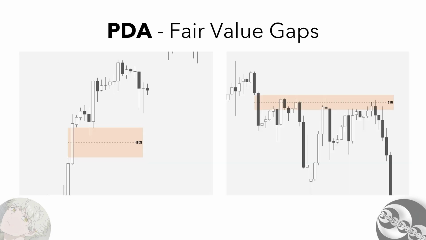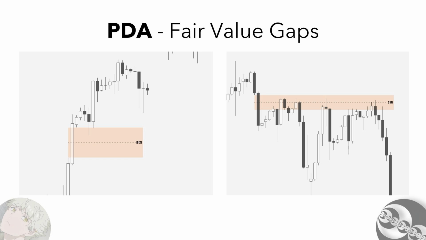Firstly, we have fair value gaps. When you have 3 candles and the wicks of the first and last candles don't overlap, then you have a fair value gap. If the 3 candles move prices higher overall, then it's a bullish fair value gap, or a BISI, which stands for Buyside Imbalance, Sellside Inefficiency.